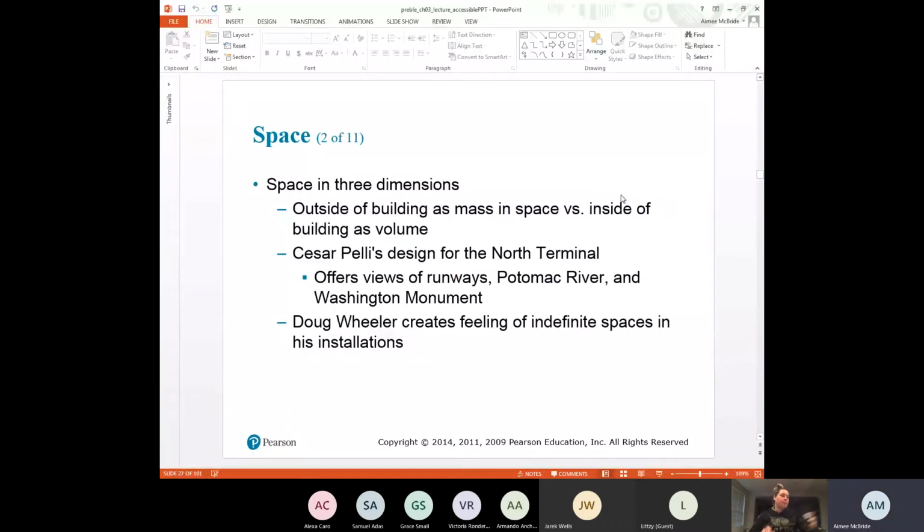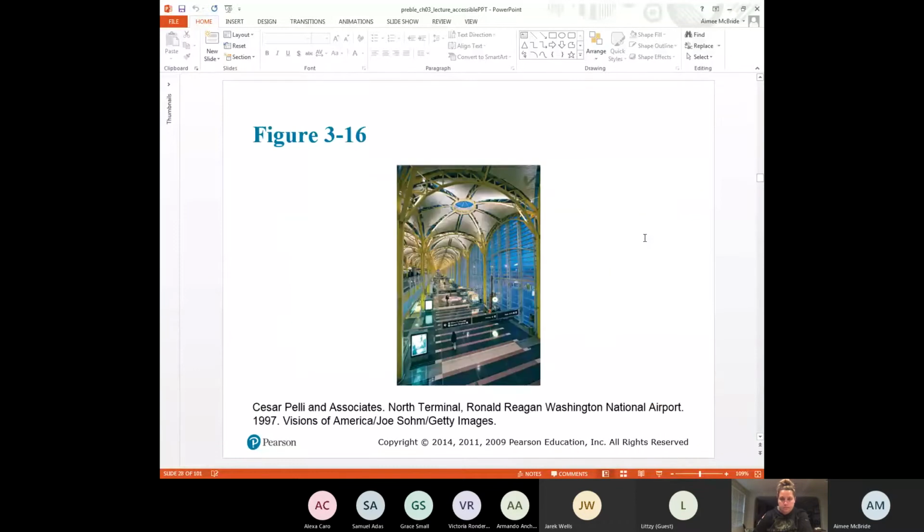Okay. So the first example of space that we're going to look at is the design for the North Terminal, which is here. So this particular building, well, this is a photograph of the building, but it has space in it, correct? Would you say this has a lot of space or a little bit of space? A lot. Why? It's empty, yeah. So it's very empty.